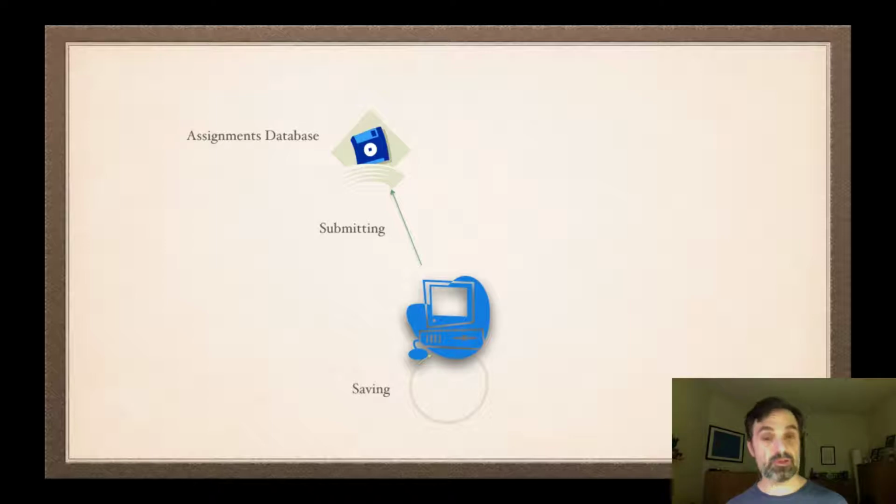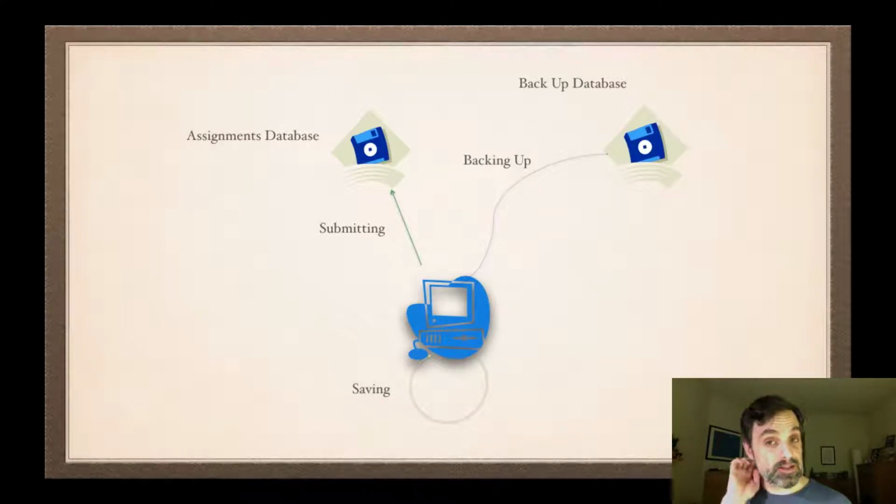So you can save it, which stores it locally. You can submit it, which sends it to one database, the homework or assignments database. And then there's another online database, the backup database, and you can back your work up to that backup database. That's separate from submitting. So your work can be backed up without having been submitted, and it can be submitted without having been backed up. Those are two completely different things.